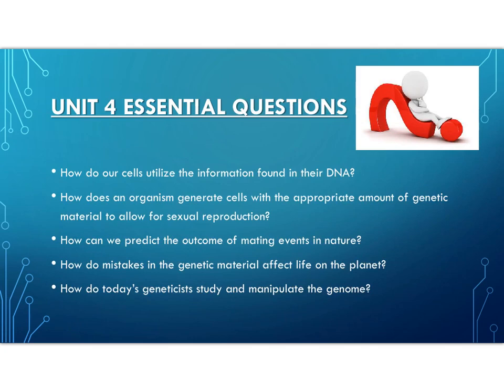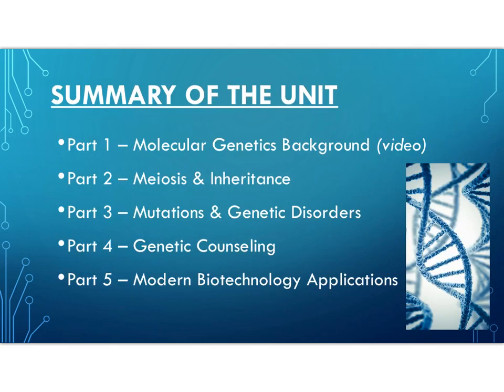So here's our essential questions for the unit. And where we're focused for this video is just here in this second question, which is how does an organism generate cells with the appropriate amount of genetic material for sexual reproduction? And again, this is sort of part 2 of our applied genetics, where we're still just building up background info to get to the really practical stuff that's going to come as we continue making our way through.